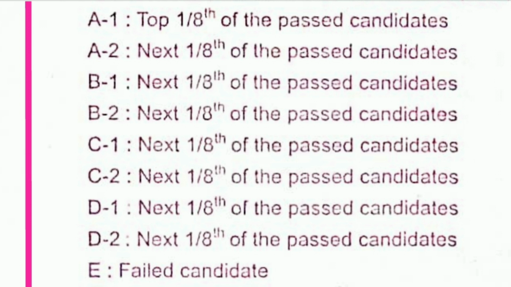So out of that list, the first 1/8, that is 12.5% of the passed candidates in that subject, will get an A1 grade. The first 12.5% of the passed candidates in that subject will get an A1 grade. And similarly, the next 1/8 and next 1/8, you can see on your screens. It's pretty basic, not a lot to explain once you see this.